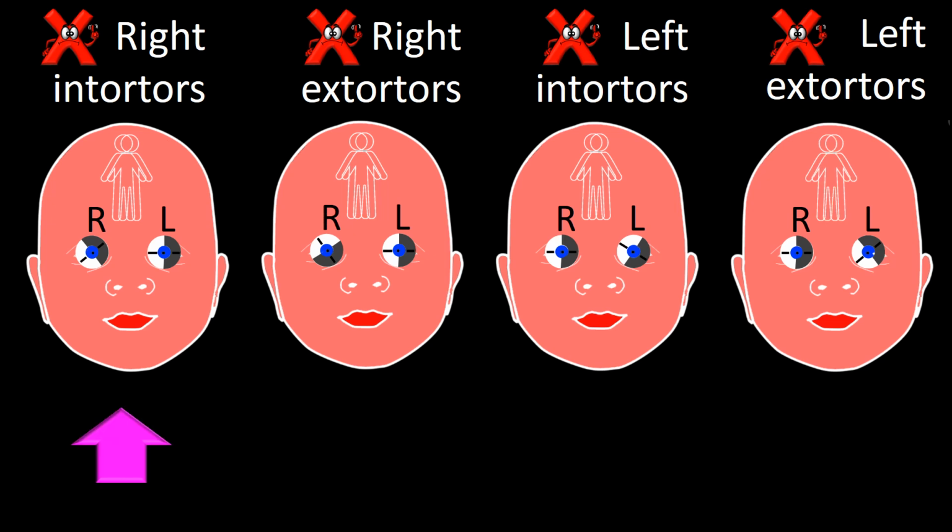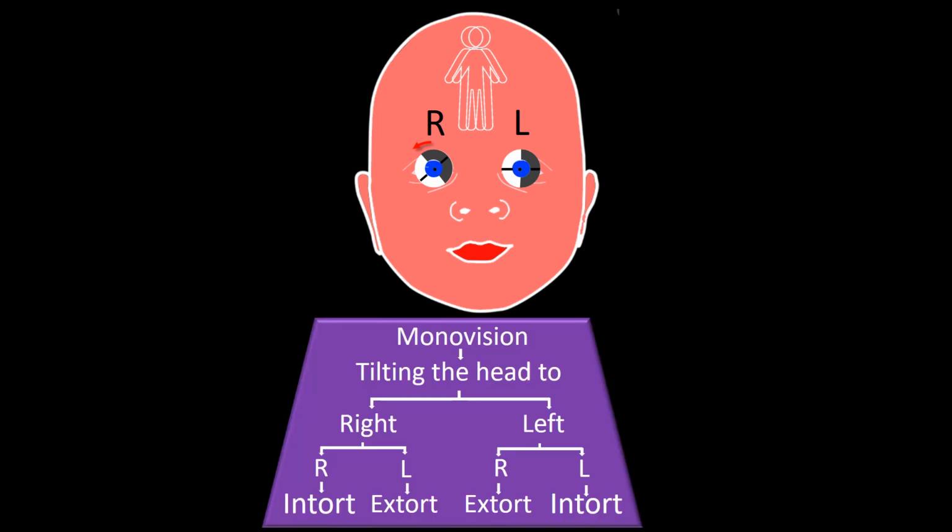So now let's specifically look at what happens in patients with right intortor weakness when the head is tilted. And let's start by representing the head with the extorted eye in the top middle of the frame. We know from our prior discussion that for monovision to occur during head tilting to the right, the right eye has to intort and the left eye to extort. And when the head is tilted to the left, the right eye must extort and the left eye intort.